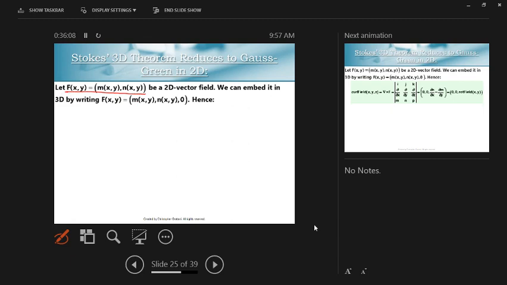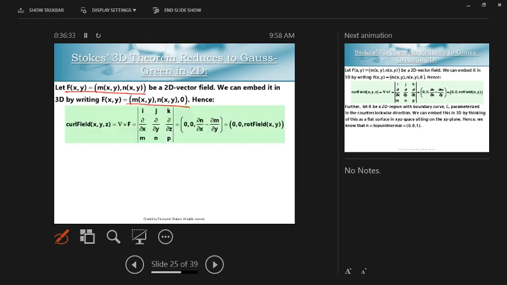Well, if you really want to, you can embed a 2-dimensional problem into 3 dimensions without any issues coming up. So I could take my m of xy comma n of xy and I could put it into 3D by just saying, oh, okay, m of xy comma n of xy comma 0. So all the rotation is happening on the xy plane, and then nothing's happening in the z direction. Well, let me compute curl now, because now I have a 3-dimensional vector field. So now I can compute the curl for that 3-dimensional vector field.